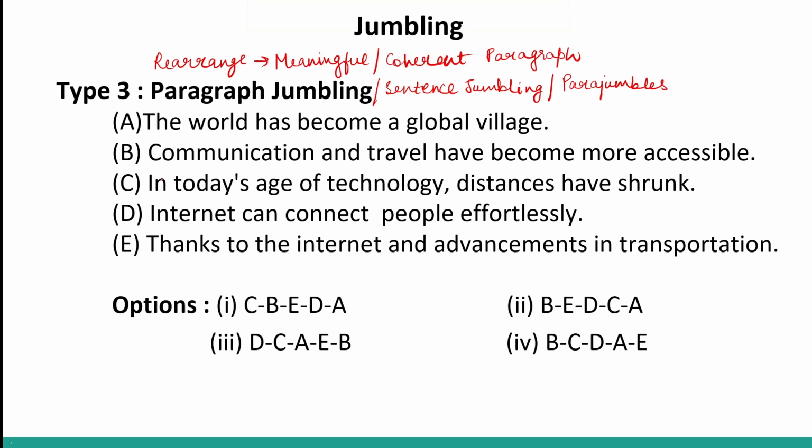Now let us start. 5 sentences. The first sentence is: the world has become a global village. The second sentence is: communication and travel have become more accessible. Third: in today's age of technology, distances have shrunk. Fourth: internet can connect people effortlessly. And E: thanks to the internet and advancements in transportation. Okay. When I look at sentence C, in today's age of technology, distances have shrunk, whenever we introduce a paragraph, I can say this looks like an introductory line.